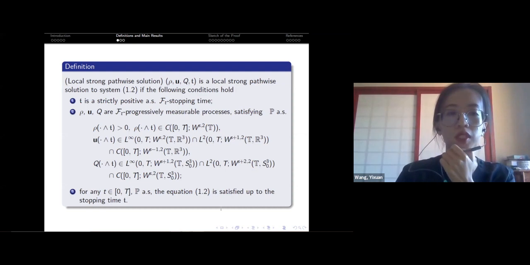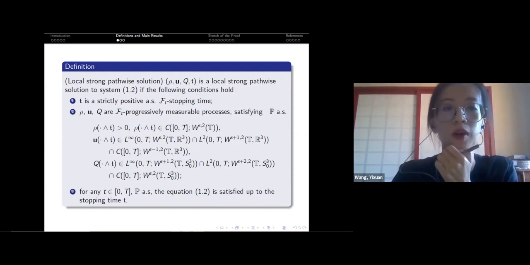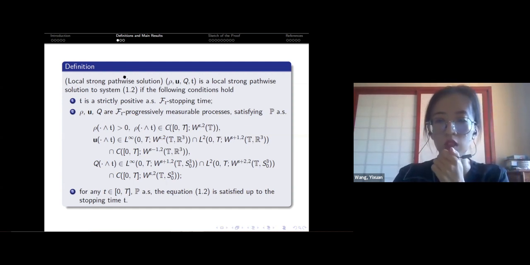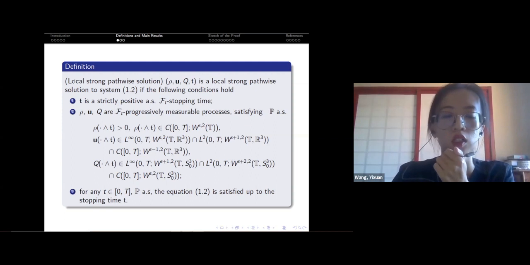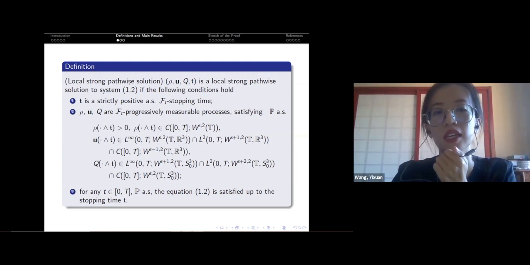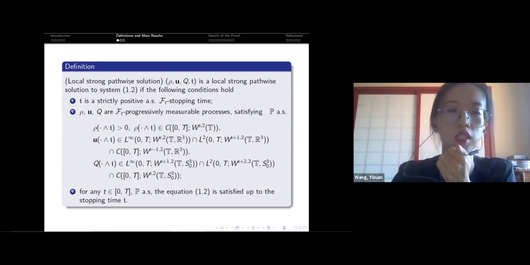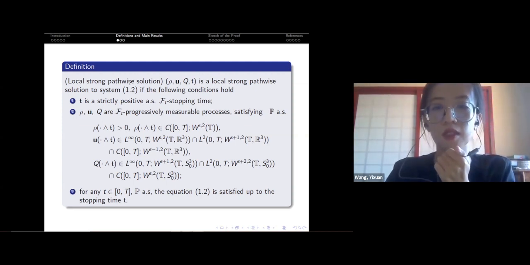So we start from the definition of the whole paper: the definition of the local strong pathwise solution. Here, local means the solution exists locally, just up to a stopping time. Strong means the solution is strong in the PDE sense. And pathwise is similar to what we said about uniqueness, and we will define this later.